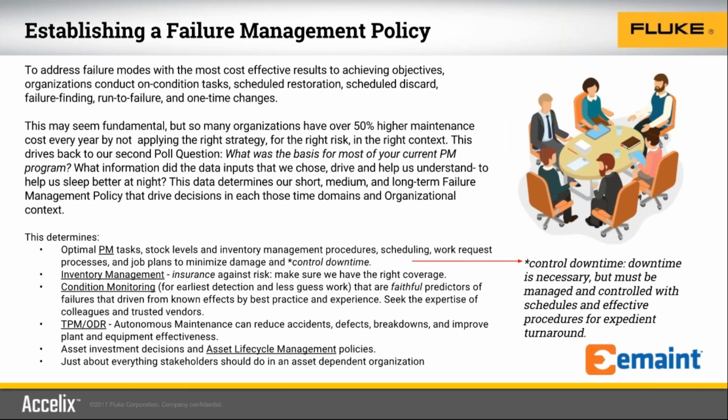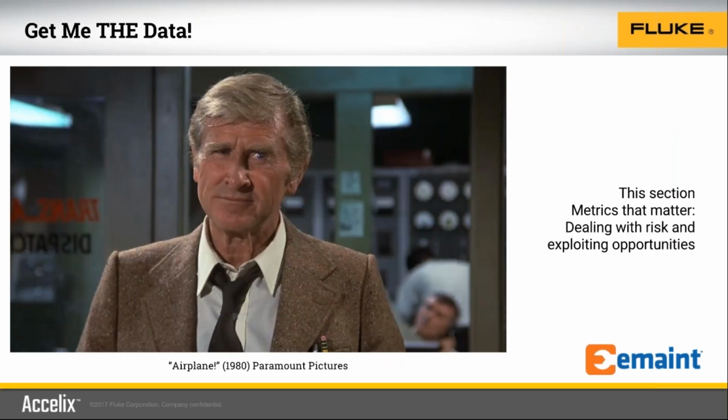Establishing a failure management policy. Really what you're doing here is determining what the PM tasks are and what the stock levels need to be. Your whole idea there is to control downtime. It is necessary, but it can be controlled by effective scheduling and procedures for an expedient turnaround. Inventory management, again, is insurance against risk, making sure that you have the right coverage. Condition monitoring, TPM and ODR, and asset investment decisions are really asset lifecycle management policies and choices. Just about everything that stakeholders should do in an asset dependent organization is determined by the failure management policy.